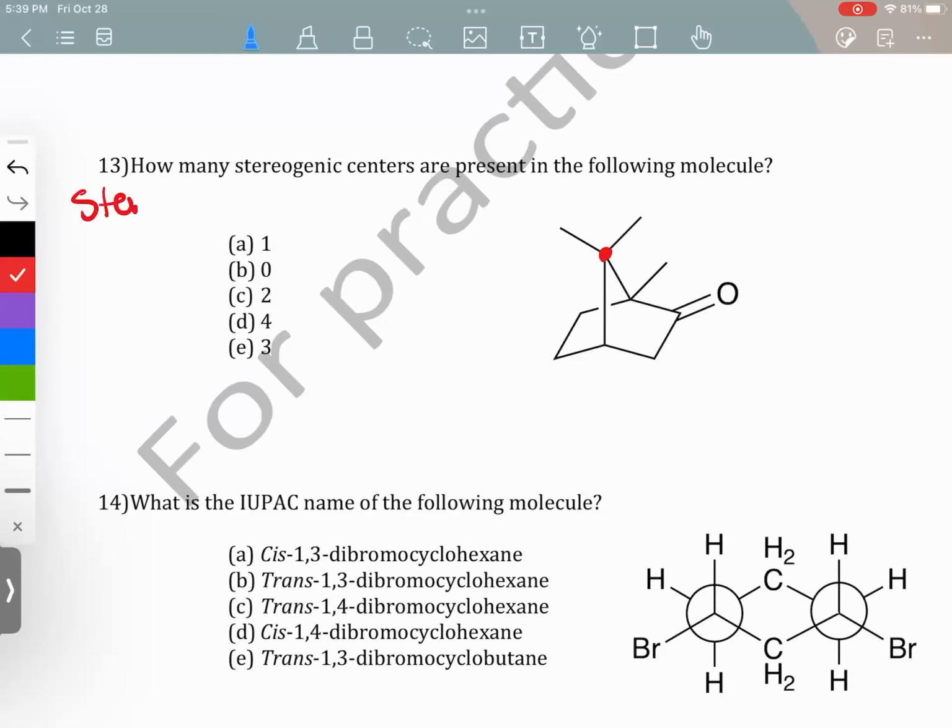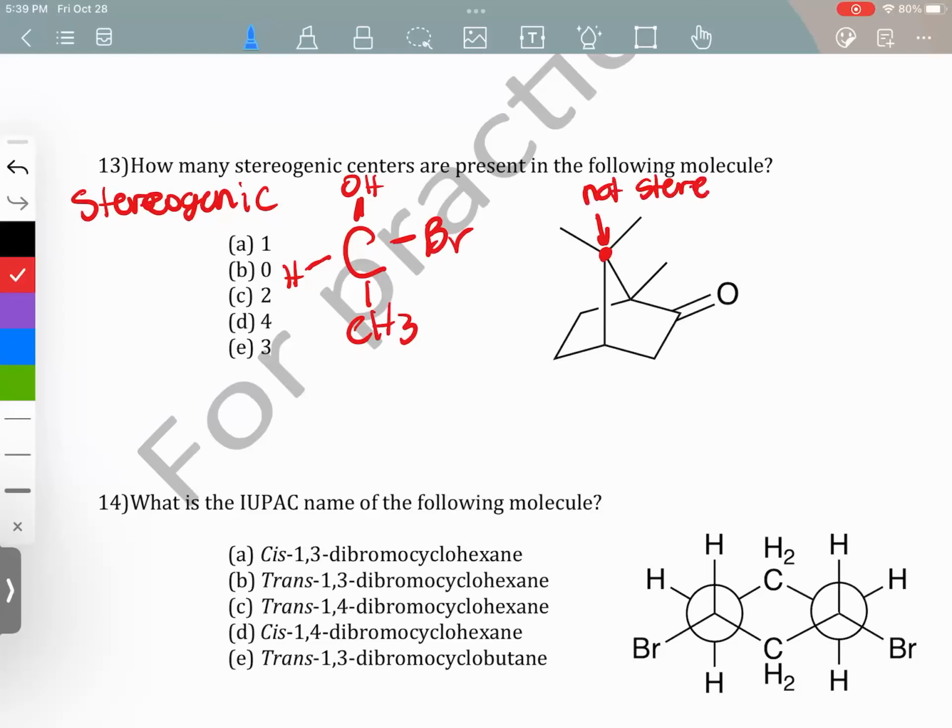So stereogenic is when a centered carbon has 4 different groups around it. So I'm going to put up an example, like OH, Br, H, and CH3. 4 different substituents on the centered carbon makes it stereogenic. This top carbon I dotted, though, is not stereogenic. We have the same type of group attached twice. So because of that, stereogenic is out of the table.